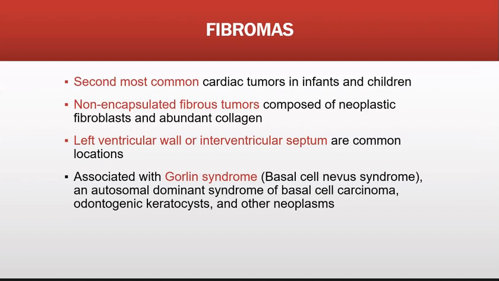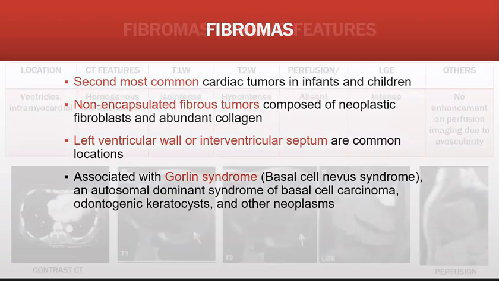Fibromas are the second most common cardiac tumors in infants and children. It's a non-encapsulated fibrous tumor composed of neoplastic fibroblasts and abundant collagen. Its common location is the left ventricular wall or interventricular septum, measuring between 2 to 7 centimeters. It is associated with Gorlin syndrome.